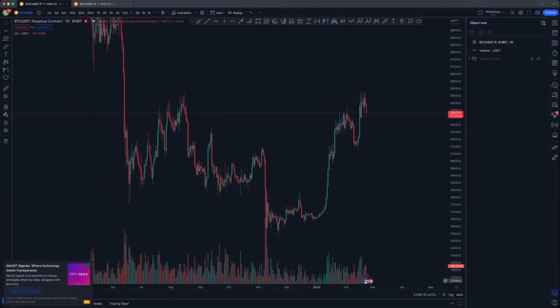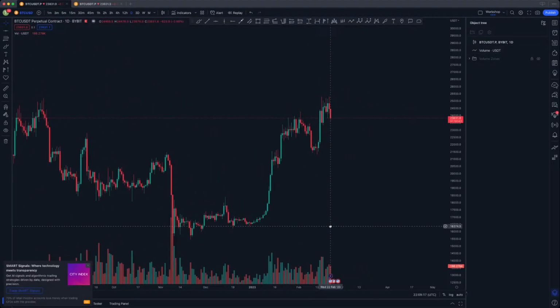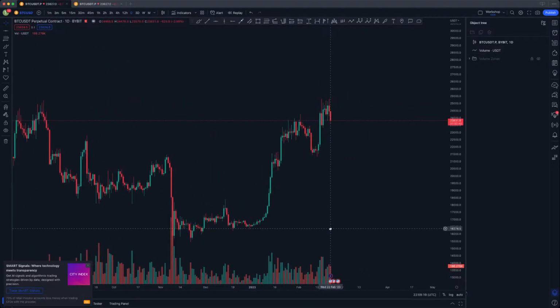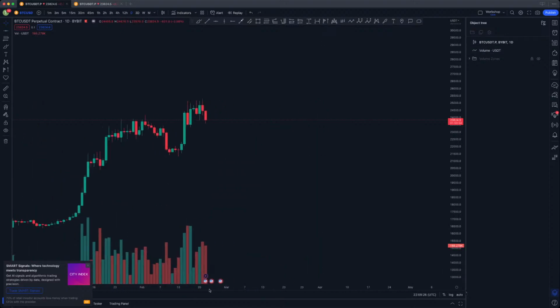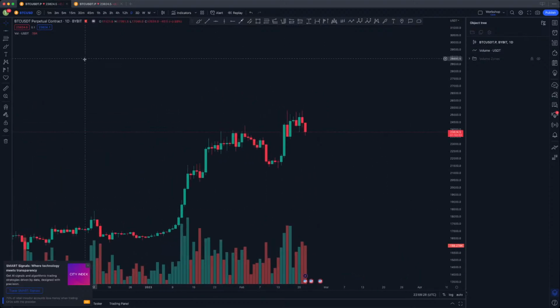Please make sure you do this, and you will not regret it. I promise you that. We're going to mark out reversals on the daily time frame, and we're only going to cover a small area just for now. We're going to cover maybe this area.